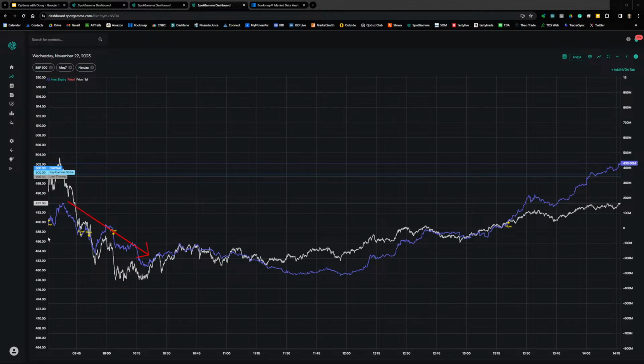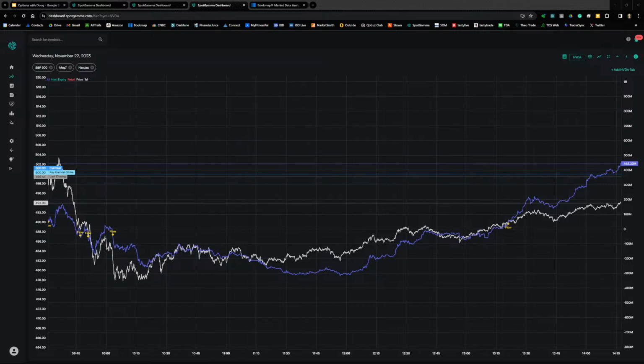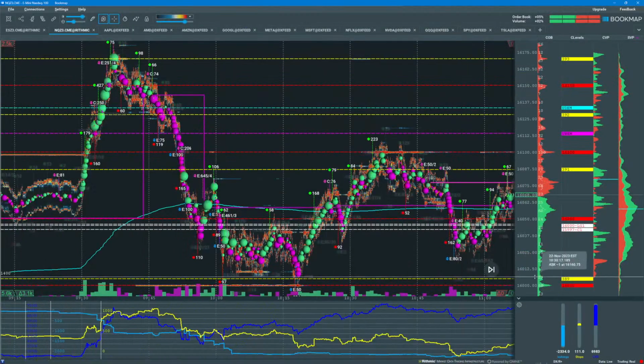Note all the flow alerts here in Hero. That led to a very quick drop lower in Nvidia, and then right around 10:15, Nvidia started to reverse higher, kind of leading the Magnificent Seven as well as the S&P 500 and NASDAQ higher. All right, let's go take a look at Bookmap. Go to Nvidia.